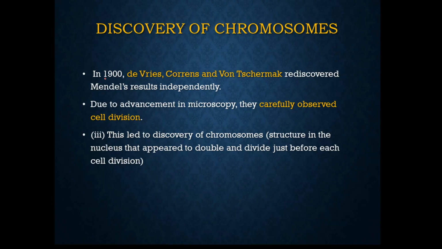Meanwhile, around the 1900s, there was advancement in microscopy. Microscopes were rapidly developing at this time. People were obsessed with seeing things closely in a magnified view. This advancement in microscopy helped us to see the cells and cell division. During cell division, they saw some thread-like structures which were multiplying and dividing. So this led to the discovery of chromosomes.